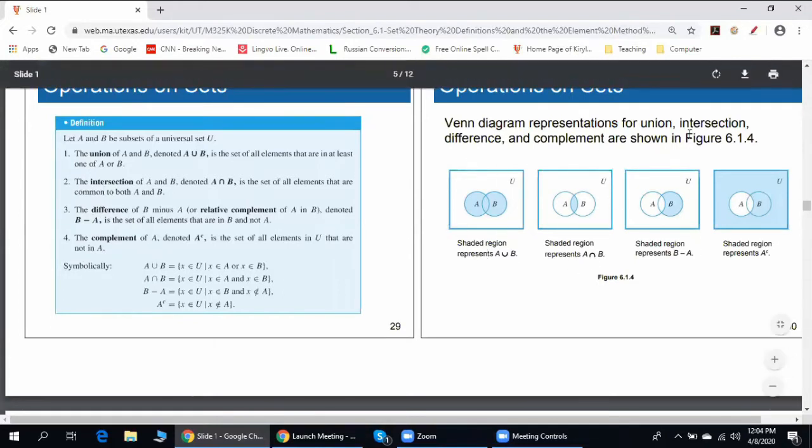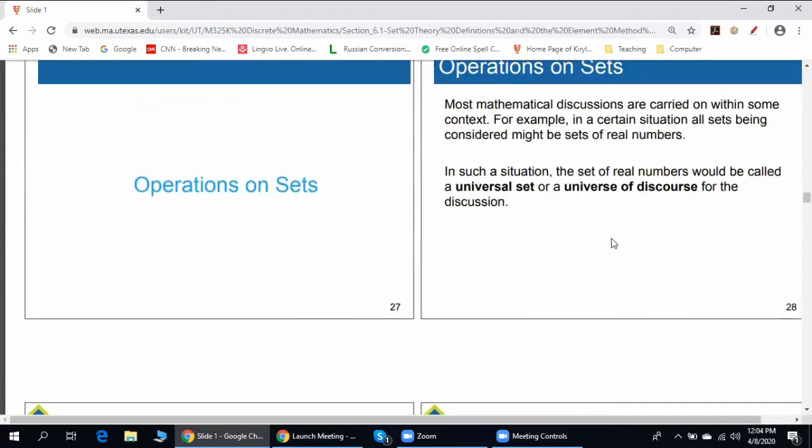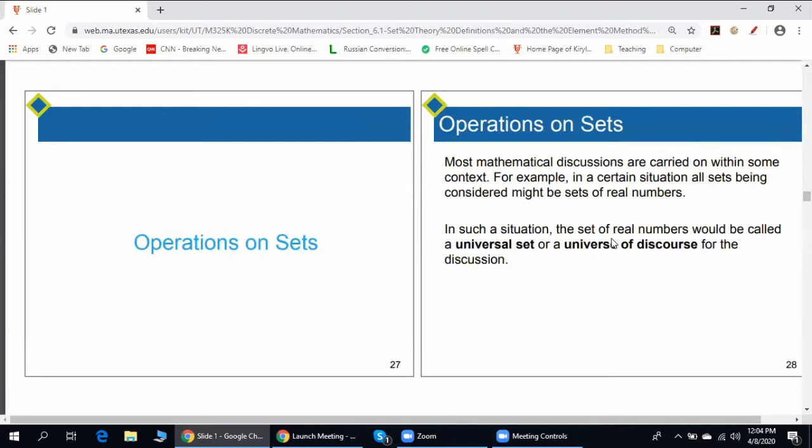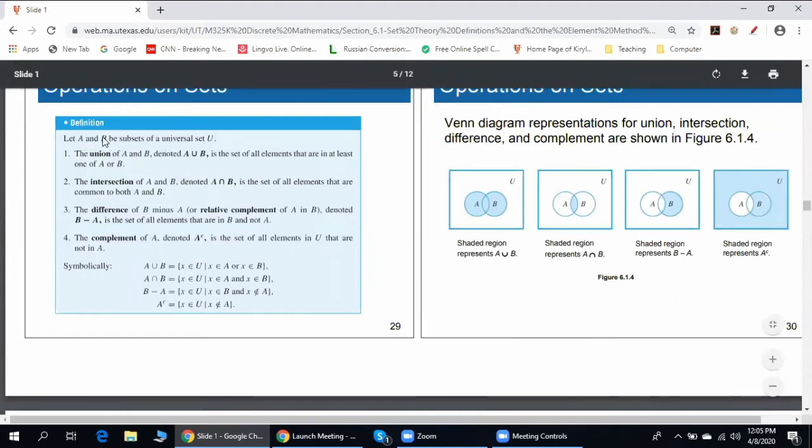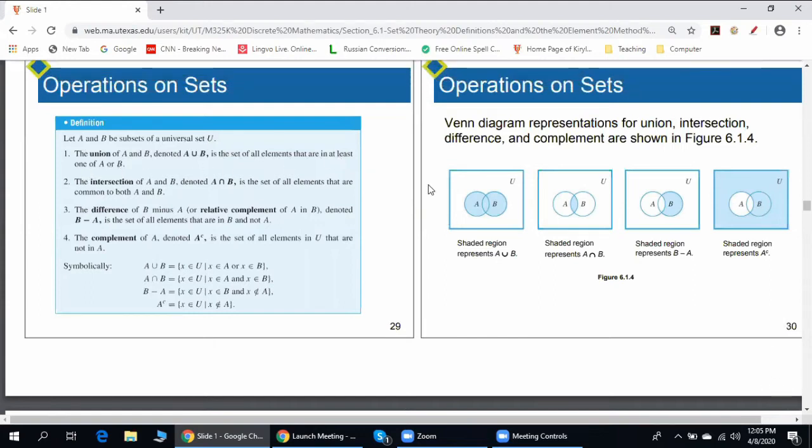Please take a look at these Venn diagrams. By the way, we start with a so-called universal set. By universal set, we mean a set that contains everything which we discuss in our problem. So, suppose A and B are subsets of a universal set U. What is the union of A and B? The union of A and B, denoted by A union B, is the set of all elements that are in at least one of A or B.